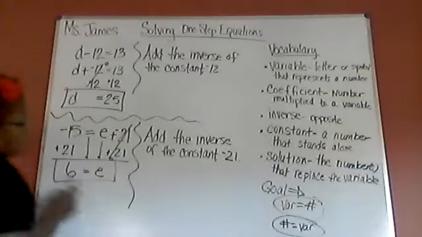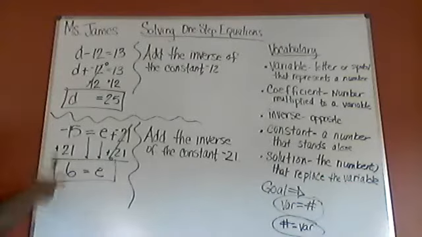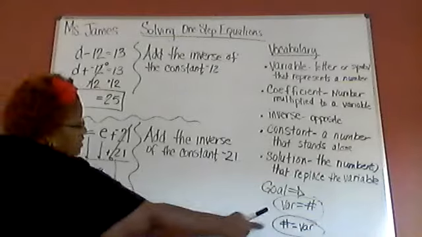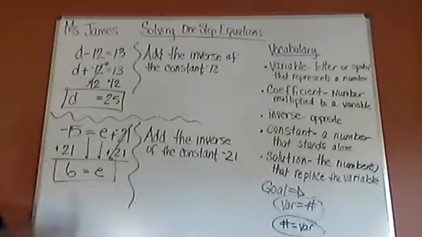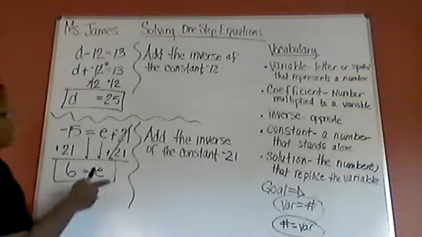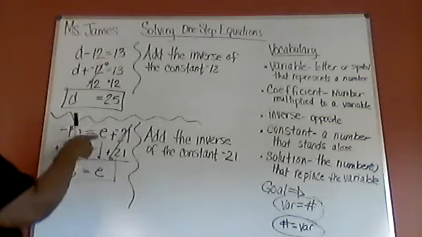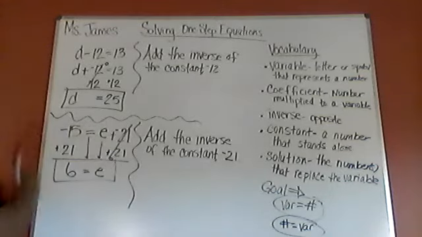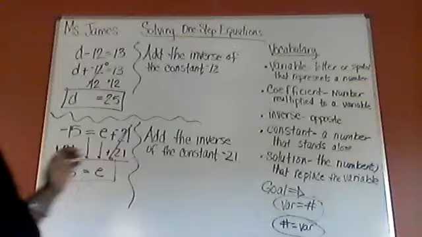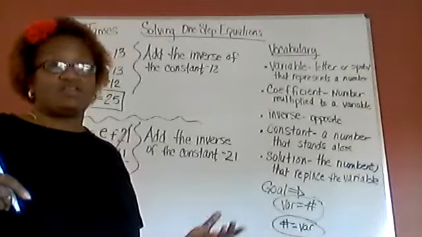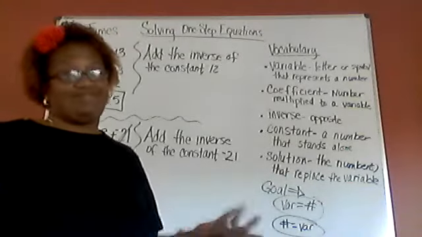And it's going to be positive because 21 is positive. So I have reached my goal. I have a number on one side and I have a variable on the other side. So that would be this goal right here. But it's the same thing. So 6 is equal to e. So if I replace e with 6, if I do 6 plus negative 21, I'm going to get negative 15. So that is subtracting one-step equations. Thank you.